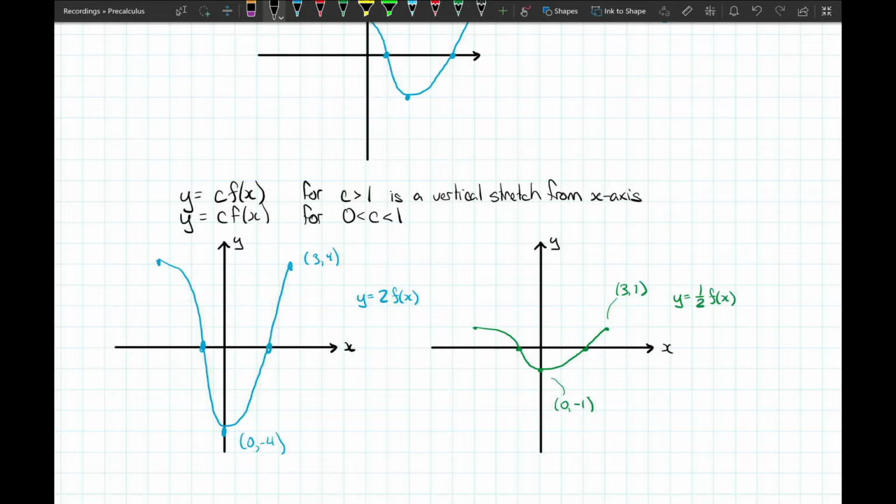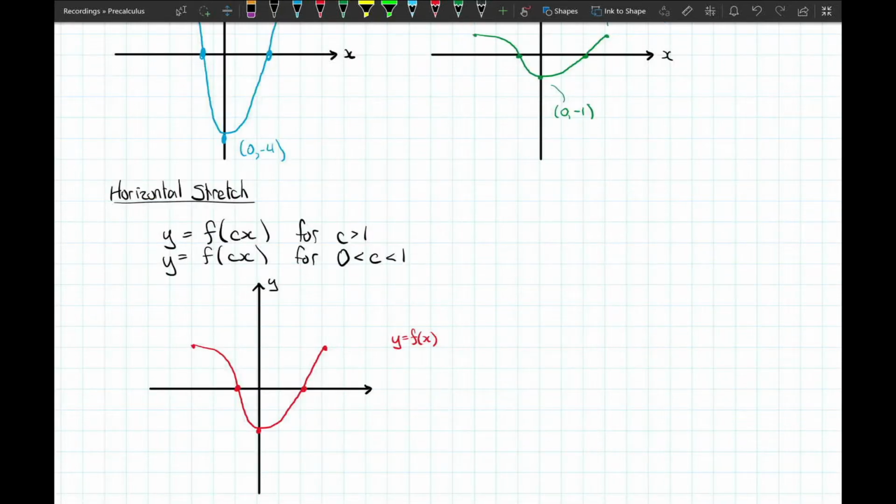Now what happens if we multiply the input x by a constant? Well, we can see that this is all vertical stretch or vertical compression. And since multiplying f of x by a constant is a vertical stretch, we can imagine that multiplying x by a constant is probably going to be horizontal. But it may not be totally predictable as to whether we get a stretch or a compression. So let's try it out. Let's see what happens if we take our function y equals f of x and try out y equals, well, I don't know, 2x and see what happens.